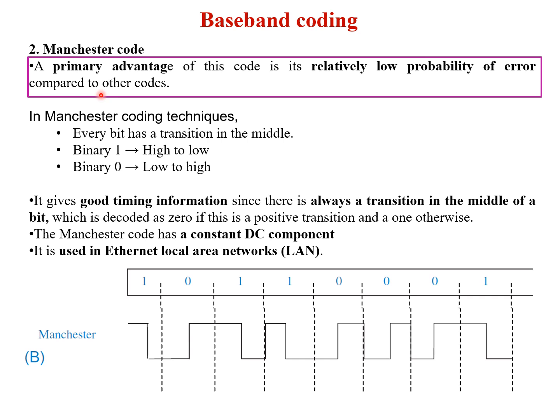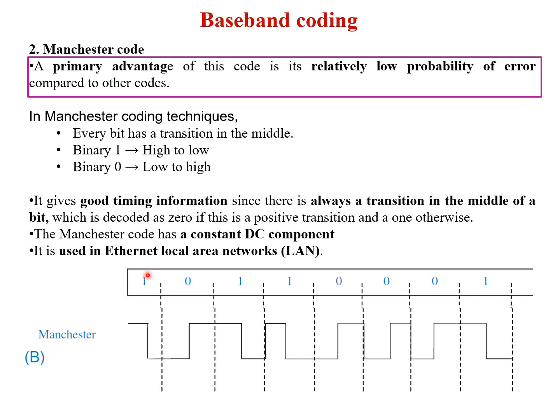Every bit has a transition in the middle. Binary 1 is represented by a positive pulse followed by a negative pulse, or high to low, and binary 0 is represented by a negative pulse followed by a positive pulse, or low to high. It gives good timing information since there is a transition in the middle of a bit. The Manchester code has a constant DC component and it is used in Ethernet local area networks.